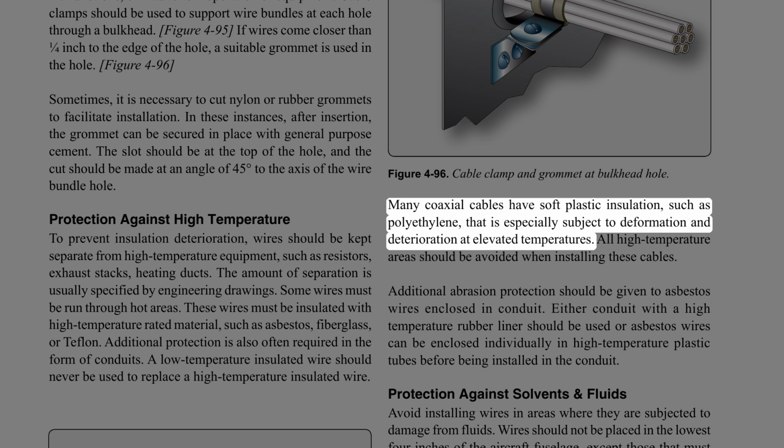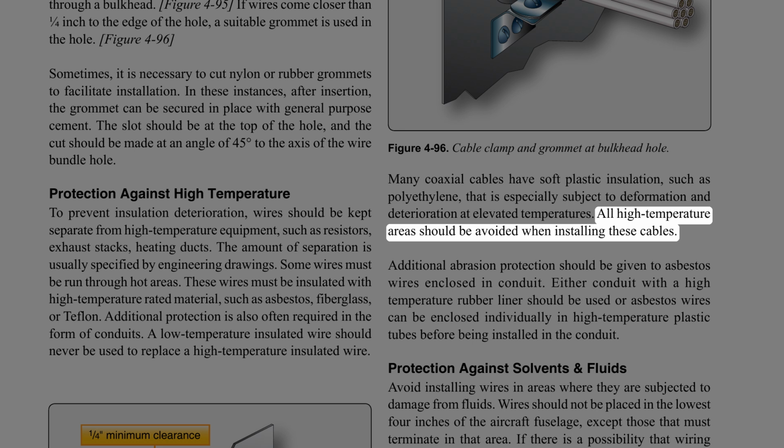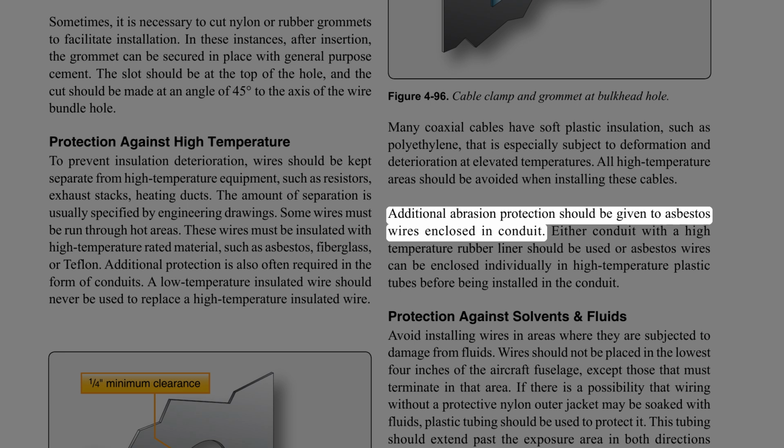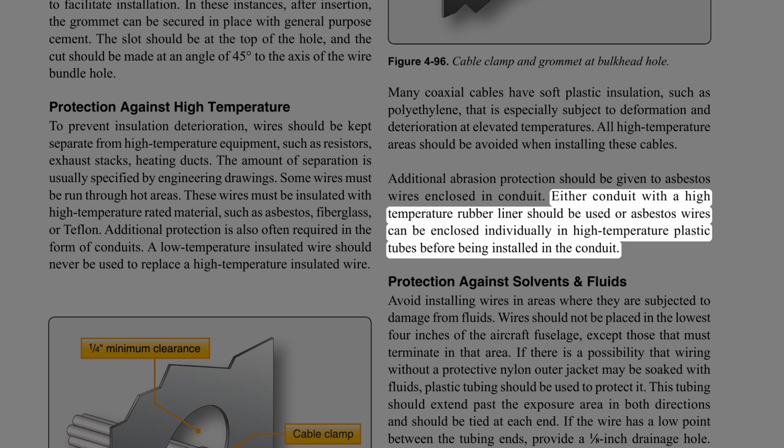Many coaxial cables have soft plastic insulation, such as polyethylene, that is especially subject to deformation and deterioration at elevated temperatures. All high-temperature areas should be avoided when installing these cables. Additional abrasion protection should be given to asbestos wires enclosed in conduit. Either conduit with a high-temperature rubber liner should be used, or asbestos wires can be enclosed individually in high-temperature plastic tubes before being installed in the conduit.